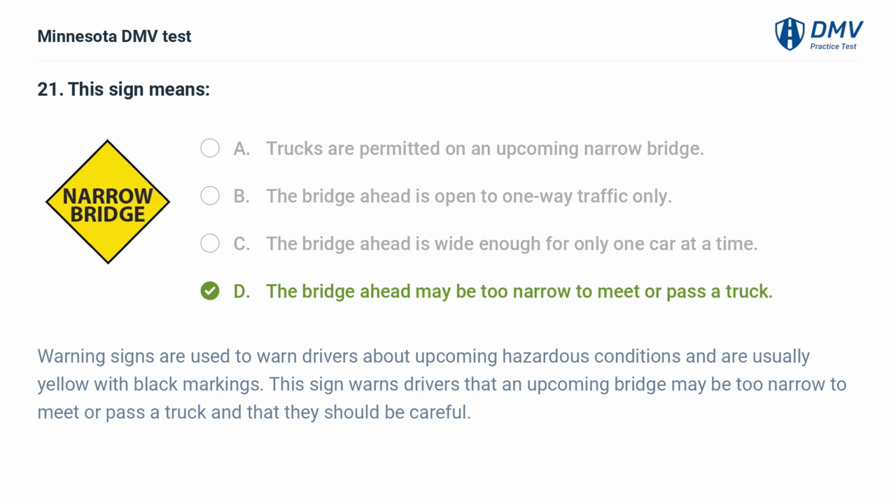Warning signs are used to warn drivers about upcoming hazardous conditions and are usually yellow with black markings. This sign warns drivers that an upcoming bridge may be too narrow to meet or pass a truck and that they should be careful.